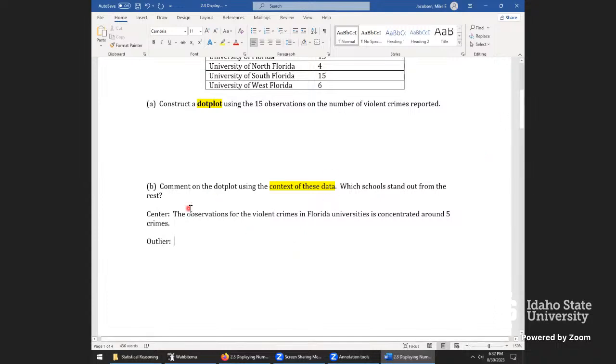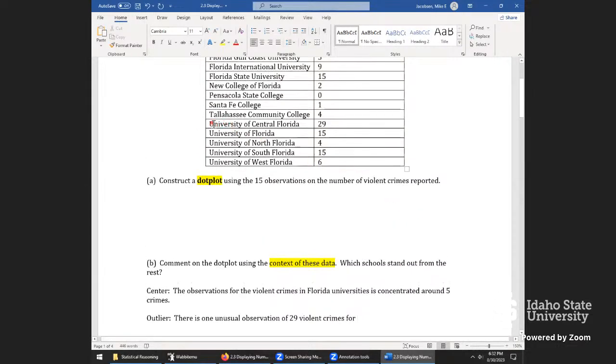Okay, and you didn't necessarily have to format with center here, outlier there. More that's just for organization of the notes, giving an idea of good things to mention. So we'll say here, there is one unusual observation of 29 violent crimes for, let's look it up. 29 violent crimes was University of Central Florida.